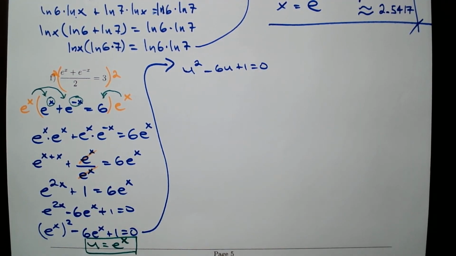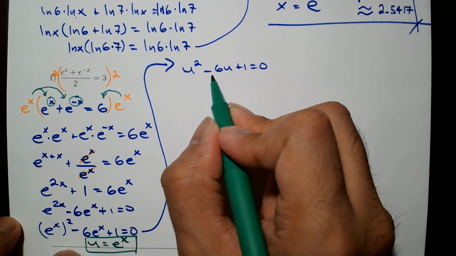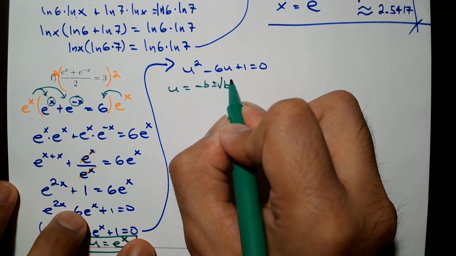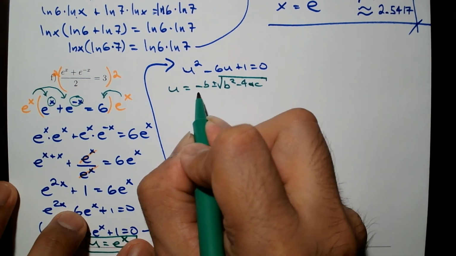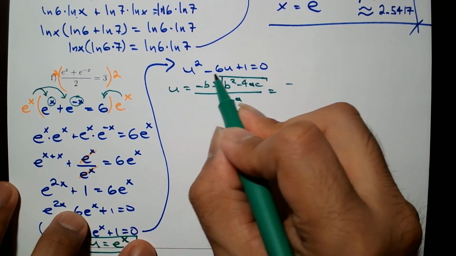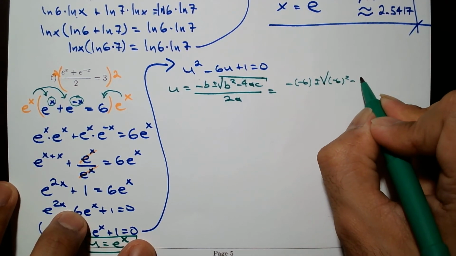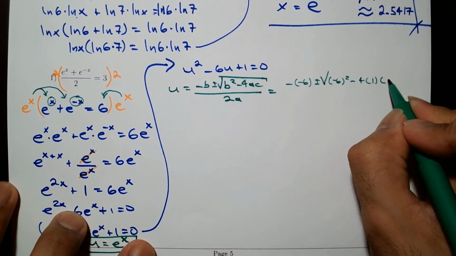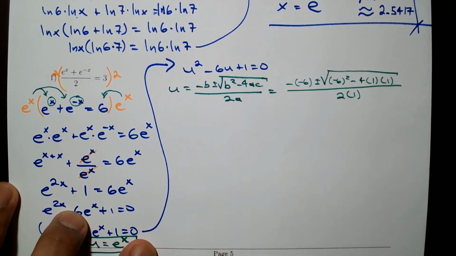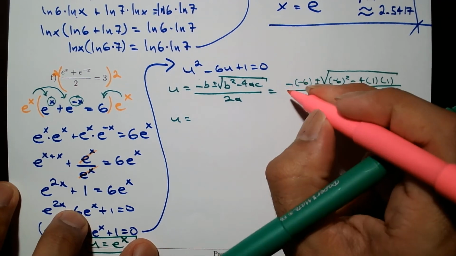And if we try to solve this equation for u, oh well, I should have used green in this case, not blue. Well, factors of 1 that add up to negative 6, there's none of them. So use the quadratic formula again, minus b plus or minus the square root of b squared minus 4ac, over 2a. All right, so minus negative 6 plus or minus the square root of negative 6 squared minus 4 times 1 times c, which is also 1, divided by 2 times 1. So apply the smile rule here.